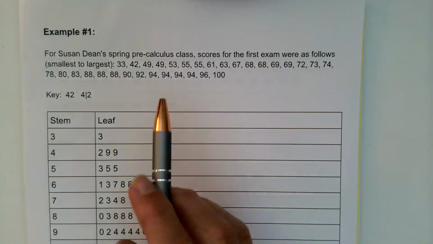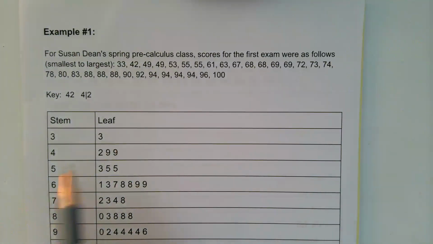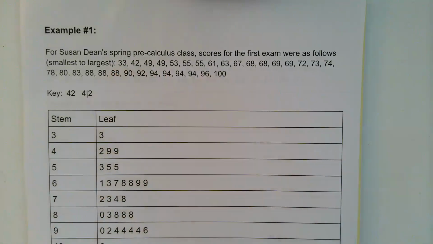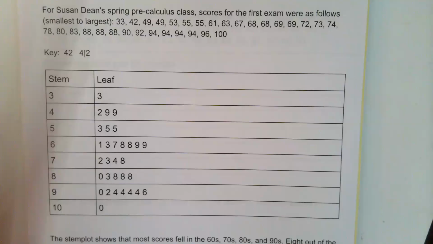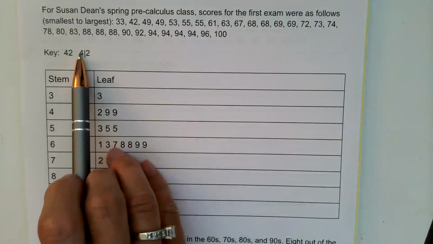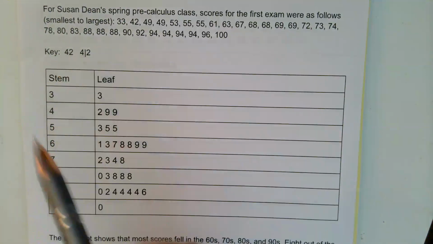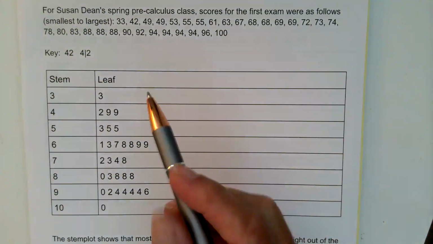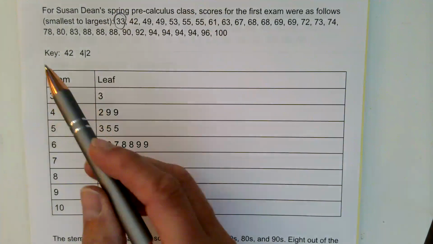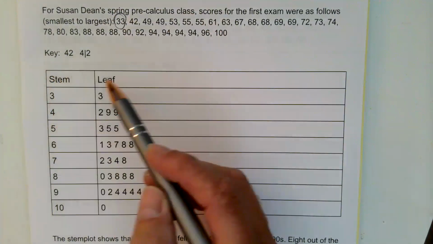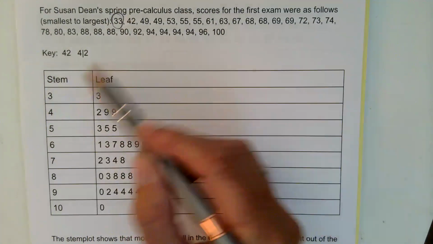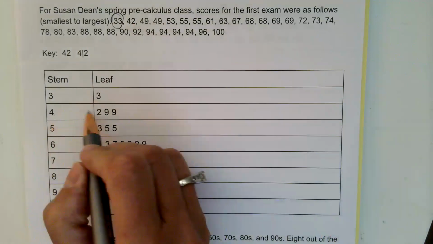For Susan Dean's spring pre-calculus course, scores for the first exam were as follows. And I have them listed smallest to largest, so that benefits you. So what I did was, you should always have a key so that the reader knows what is your stem and what is your leaf. So the tens are our stem and the leaves are the ones. And the smallest data value we have is 33, so I started with 3. Now you could have started with 0, 1, and 2, but there's not a need because there weren't any data values in those numbers. And then you can see the next number is 42, so that goes with 42.